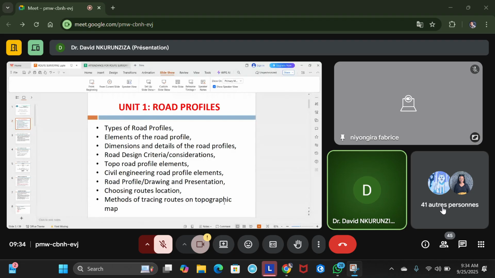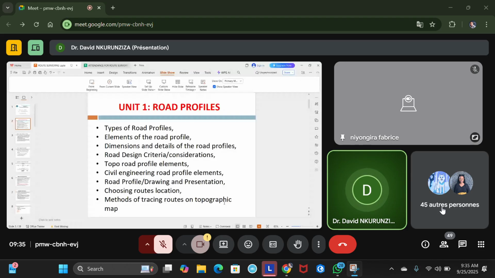So in this unit, we are going to discuss several points, broken down. We shall start by the types of road profiles that exist for engineering application or engineering use. Then later on, we shall look at the key elements of the road profiles. We'll be also looking at the dimensions and details of the road profiles. What I can inform you is that the dimensions and the details of the road profiles generally are set up by the design standards or the design manuals.